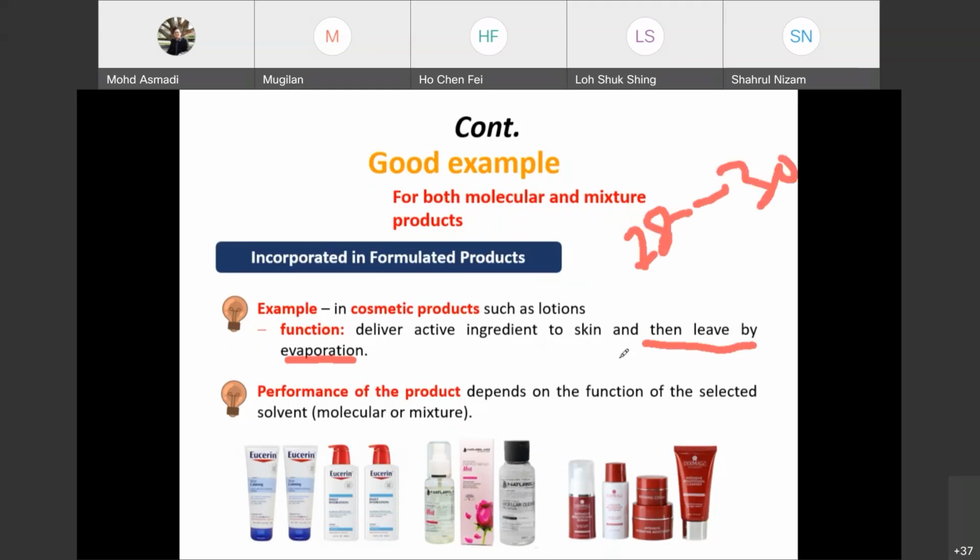Then the performance of the product depends on the function of the selected solvents, molecular or mixture. So this is very important.